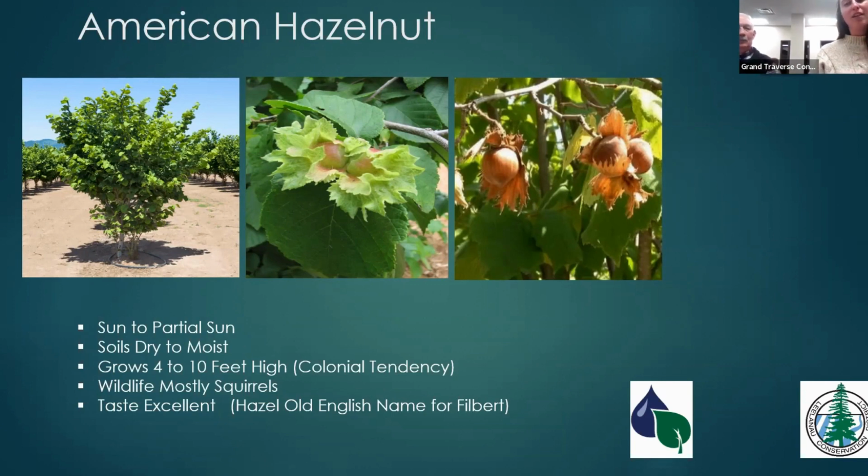This is another one that squirrels really like because, I mean, look at those hazelnuts. And they taste excellent. You know that for a fact? I know that for a fact. I have a lot of experience with them.